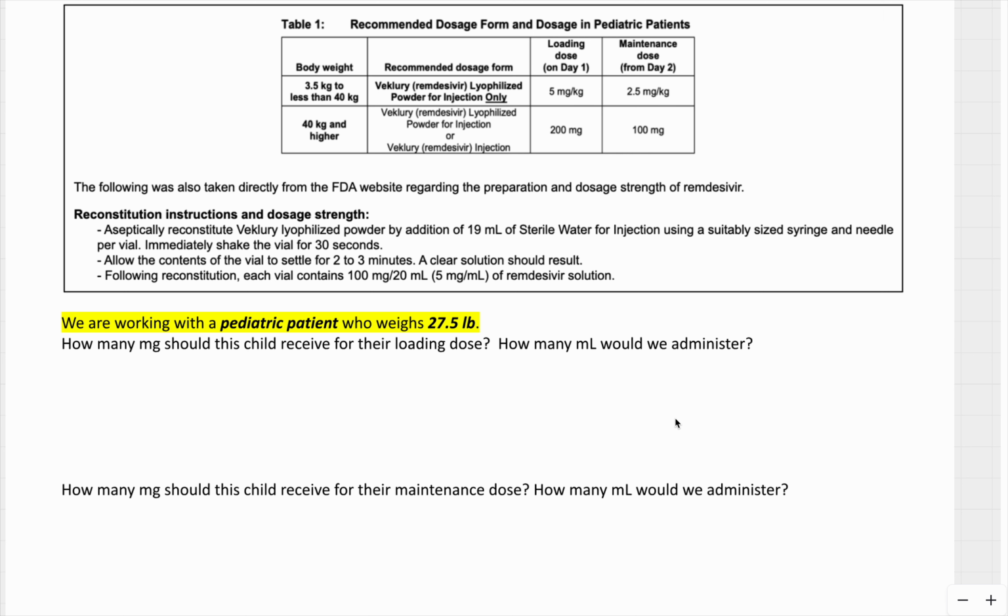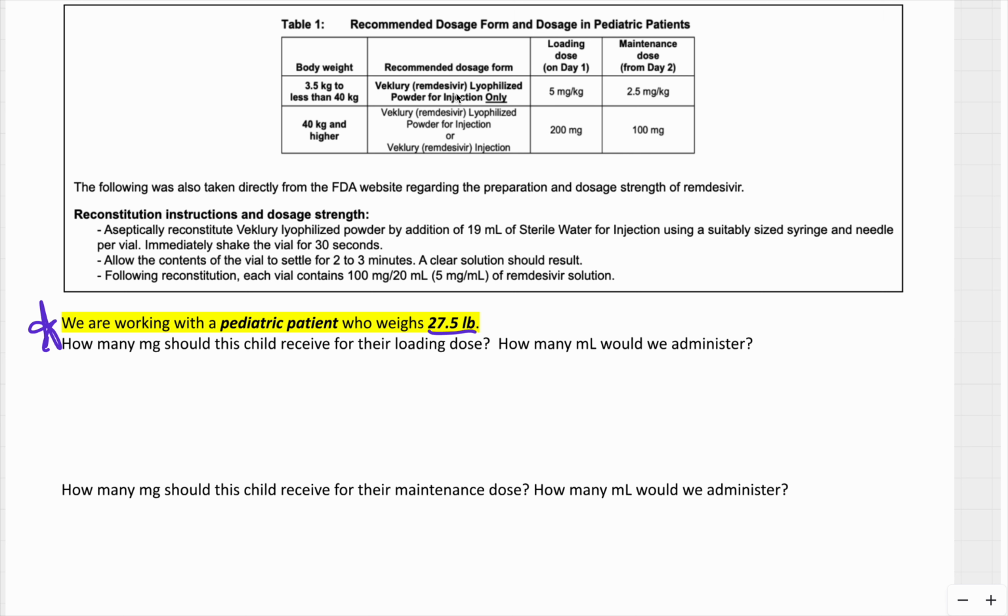So we are working with a patient who is 27.5 pounds. And what we need to know is how many milligrams this individual is going to require for their loading dose, and then how many milliliters we are going to administer. So we need to think about how much our 27.5 pound individual needs to receive.